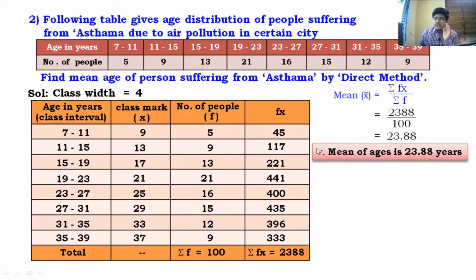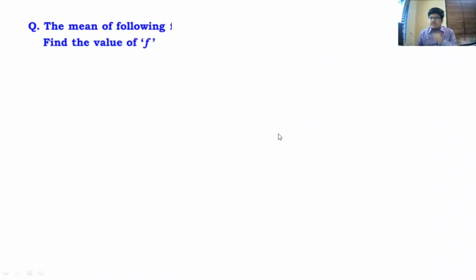And with that, we finish the first sum of direct method. So come on guys, we'll take one more sum which is based on direct method. So we'll directly take the question. Now here there is a little twist in the question. You'll understand what that twist is.